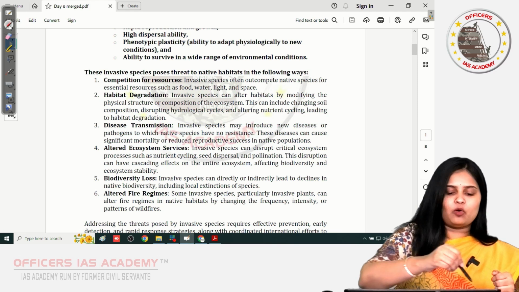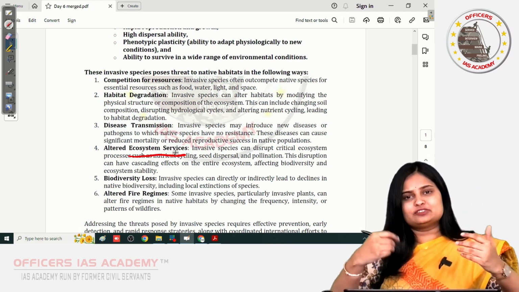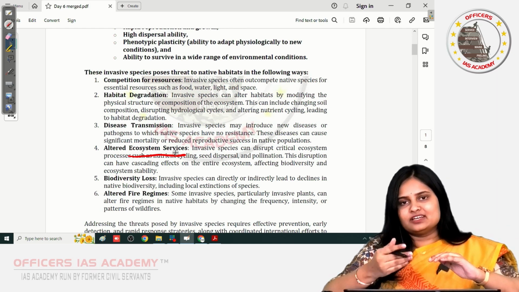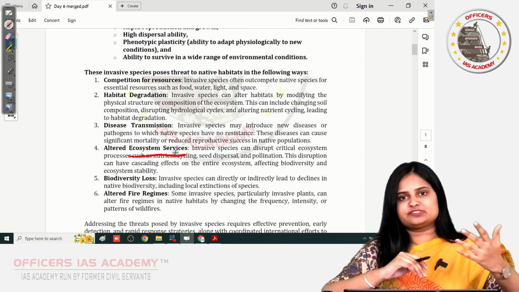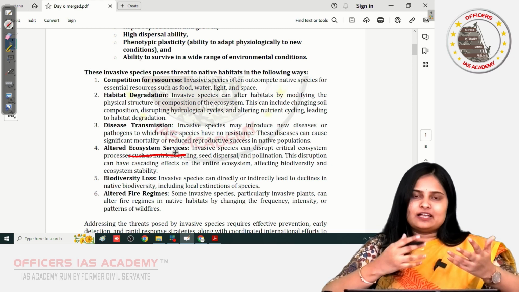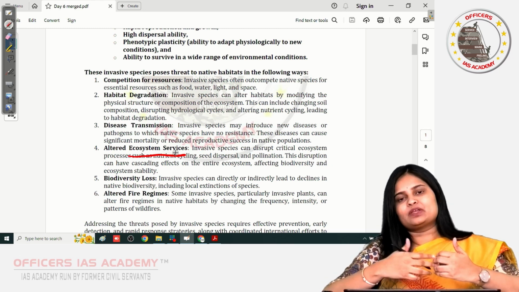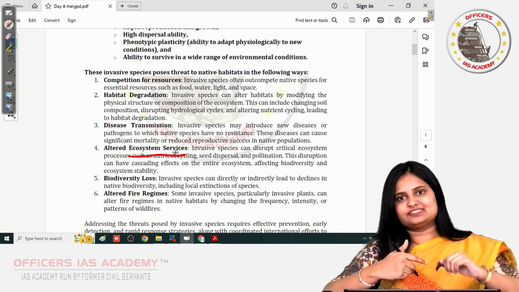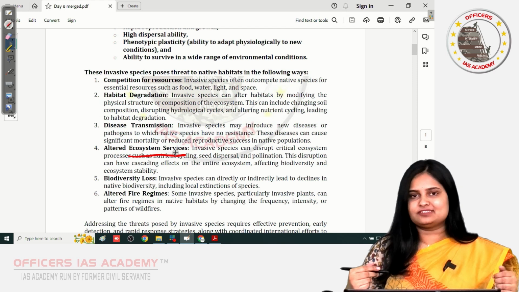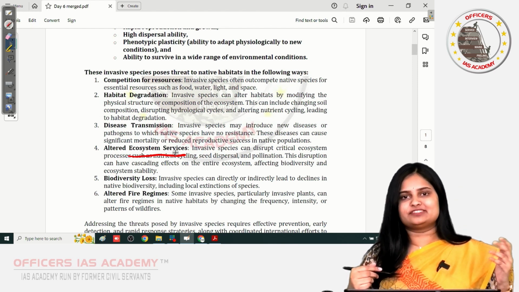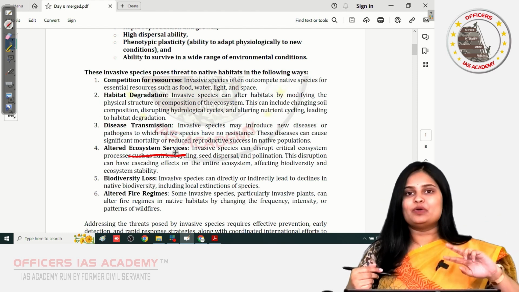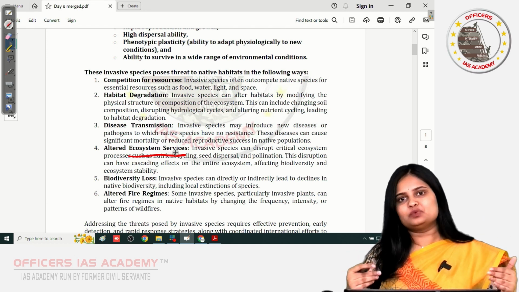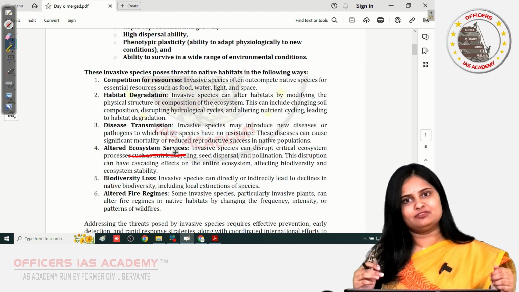Overall, they can also alter ecosystem services. So, there are many important ecosystem services like supporting services, regulating services. Examples for supporting services include services such as maintaining the water table, nutrient cycling, photosynthesis. At the same time, regulating services include services such as pollination and decomposition. When there is an alteration in the native species, it of course will cause significant damage to the native ecosystems.